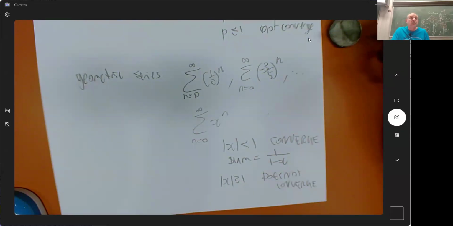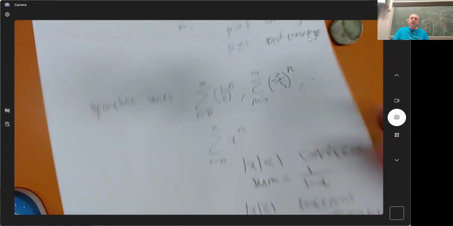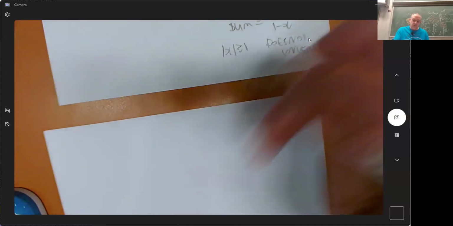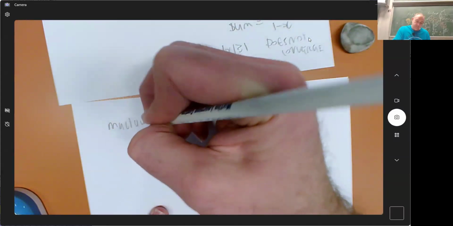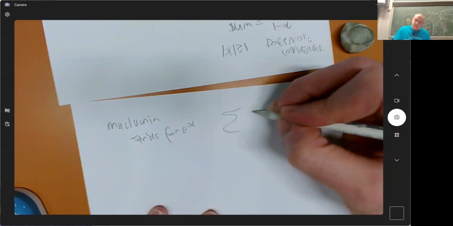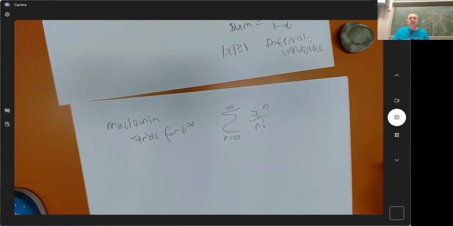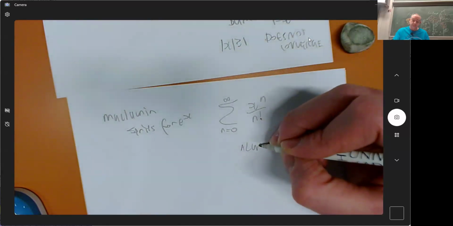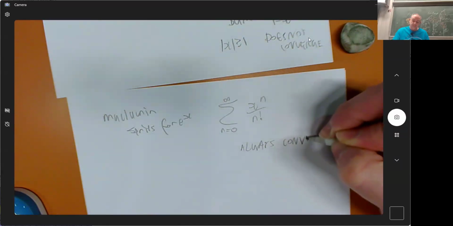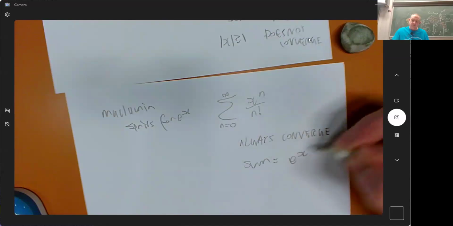There are very few series that we know what the answer is going to be for what it actually adds up to, and this is one of them. And there's one more series that we know what it adds up to, which is this one here. This will always converge no matter what x is. And the answer is e to the power of x.